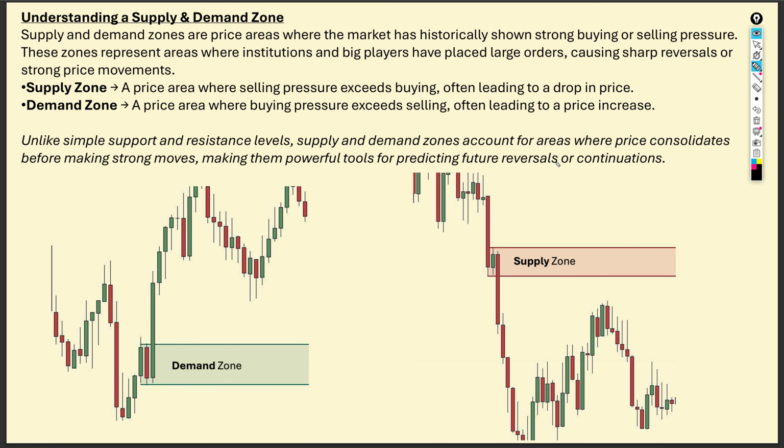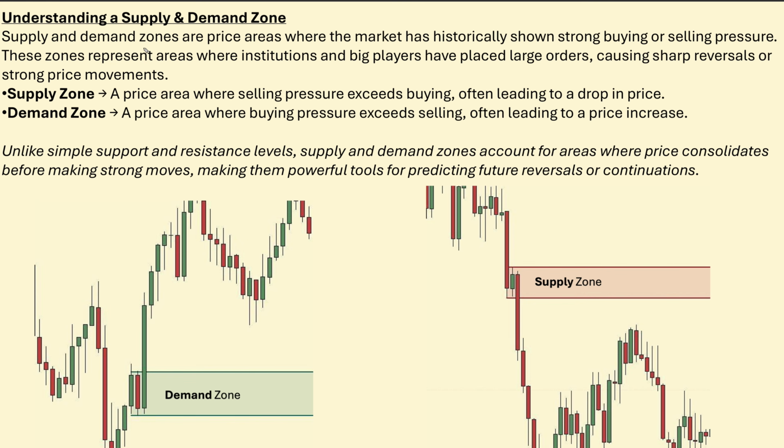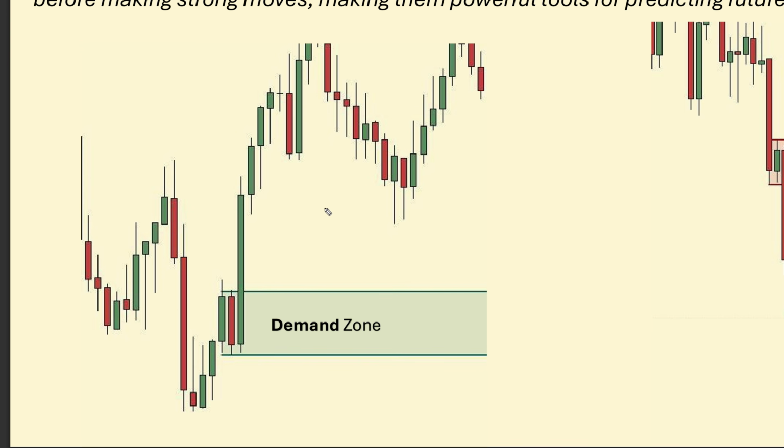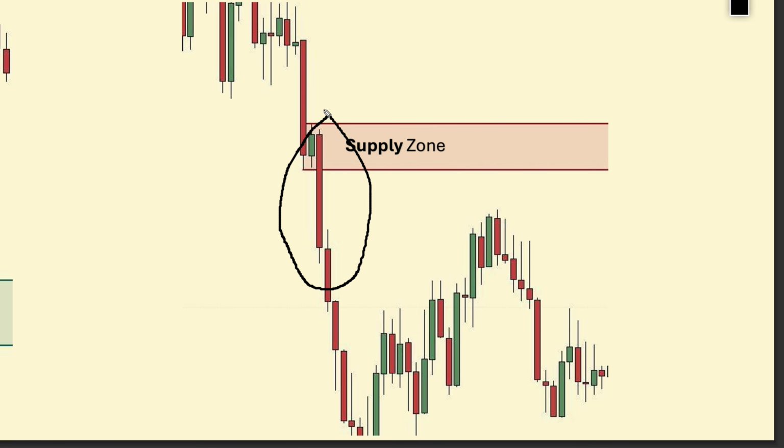So what is a supply and demand zone? There is a huge difference between supply and demand and then a supply and demand zone, which I'm going to be breaking down before we get into the confirmation model. Typically, supply and demand zones are price areas where the market has historically shown strong buying or strong selling pressure. And when I say strong, guys, I am referring to this explosive move up for demand, and I'm referring to this explosive move down for supply.